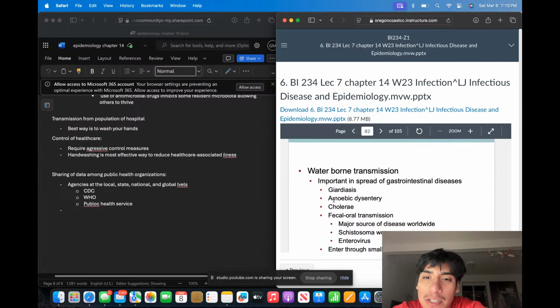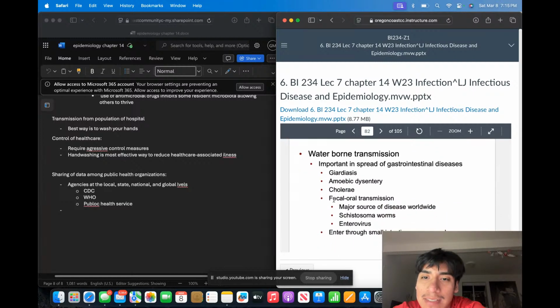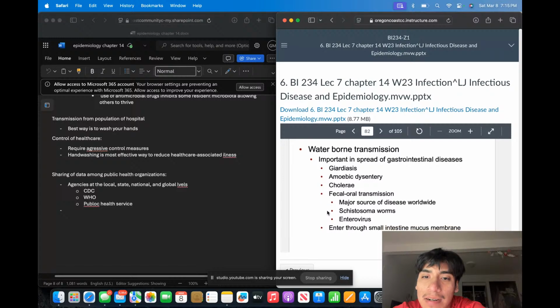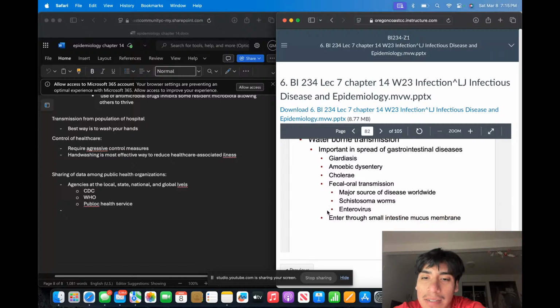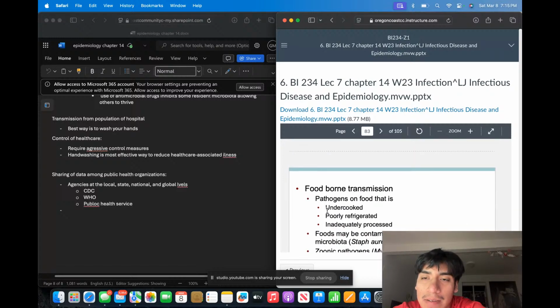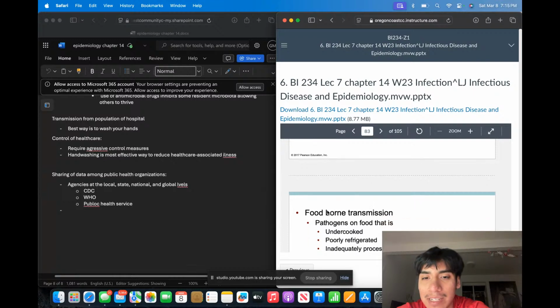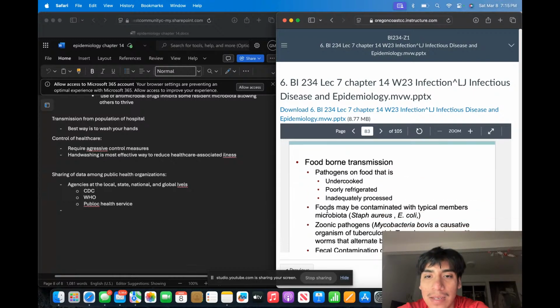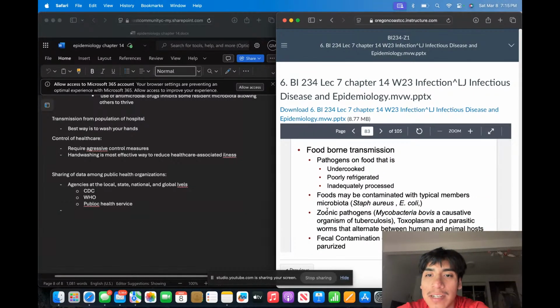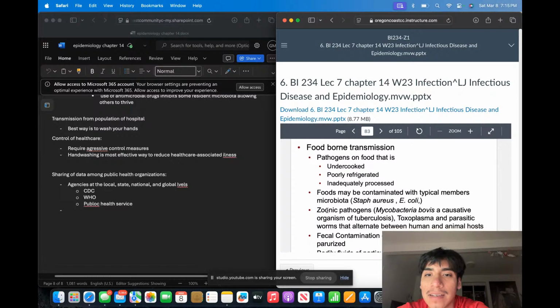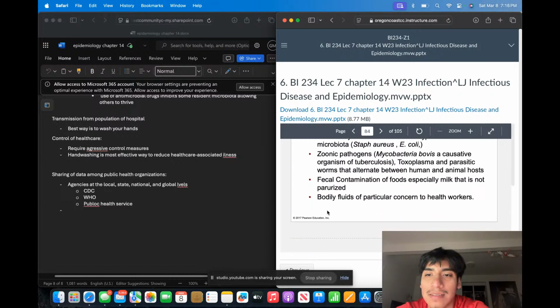So waterborne transmission is important to spreading gastrointestinal diseases, amoebic dysentery, cholera. So vehicles, I thought we were going to talk about cars. It's about just what the bacteria is using to get to you. So foodborne pathogen transmission, pathogens on food that is undercooked. So this is all pretty simple stuff.